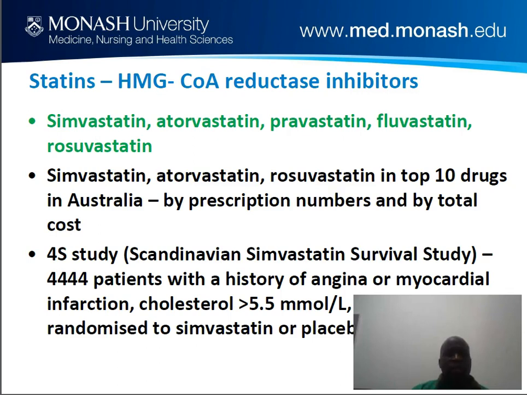Simvastatin, atorvastatin and rosuvastatin are in the top 10 drugs in Australia, by prescription numbers and by total cost. Which means that those are the most common drugs used in Australia. And as you know, Australia is known to be an obese nation. Obesity levels are very high. So when we have drugs like this, which are highly recommended, it is a good indicator that the efficacy probably is quite good.